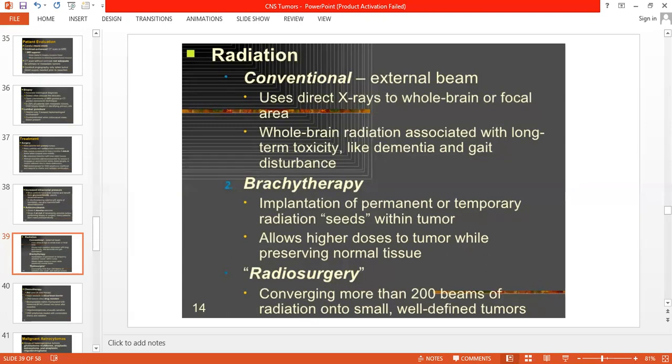Without performing open surgery, you can opt for radiosurgery. There are some limitations of it. It cannot be done in every case. Radiosurgery is indicated for tumors which are smaller in size. Smaller means less than 3 centimeters in size.